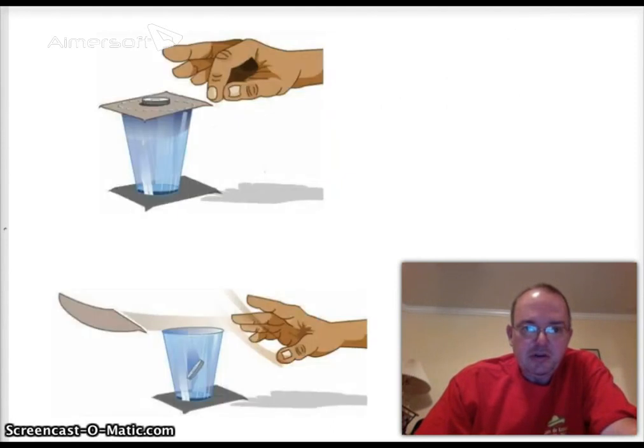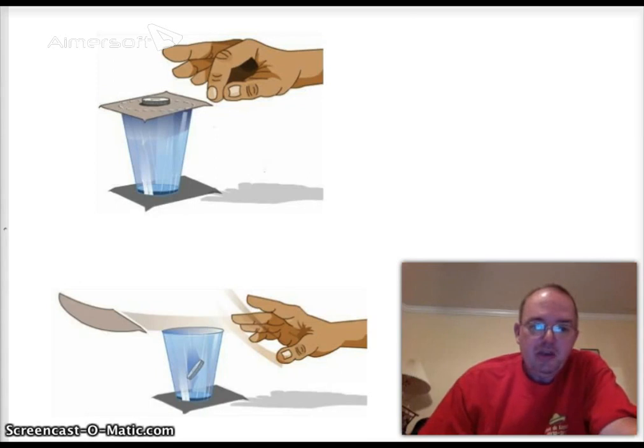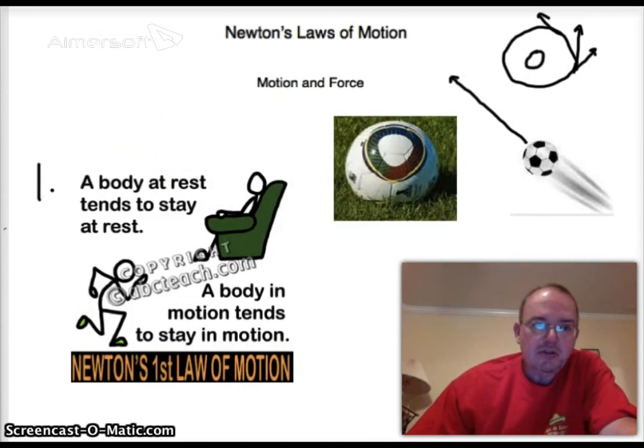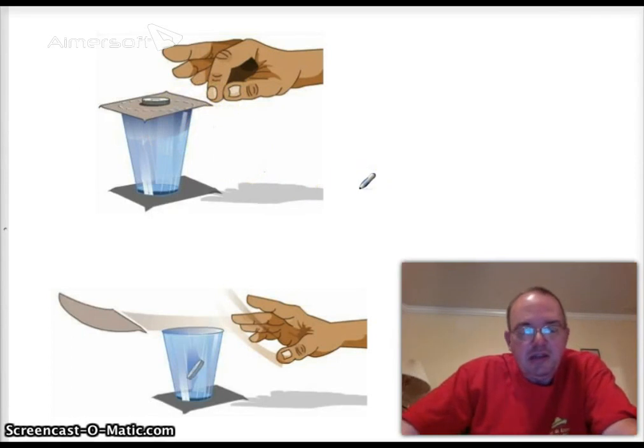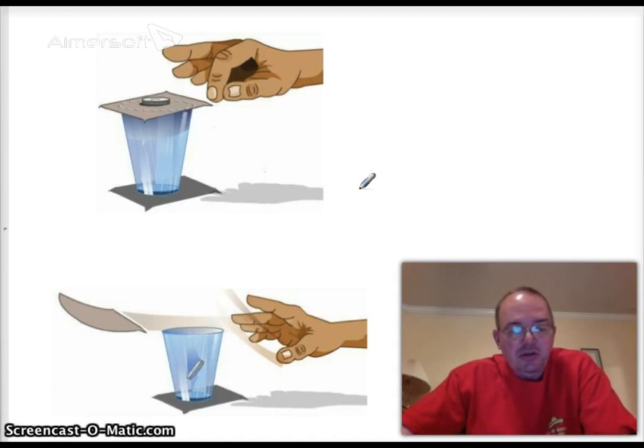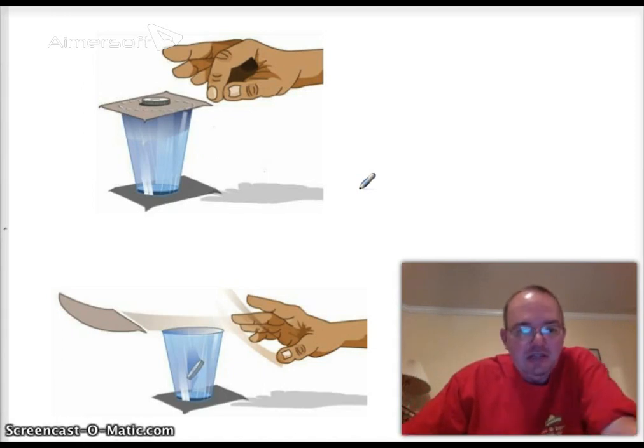But here's another commonly used example for Newton's first law of motion. Here we have this coin on top of the cup, which has a little note card in between that's keeping it from falling. So that coin is at rest. It is not in motion. So according to the first law, it tends to stay at rest.